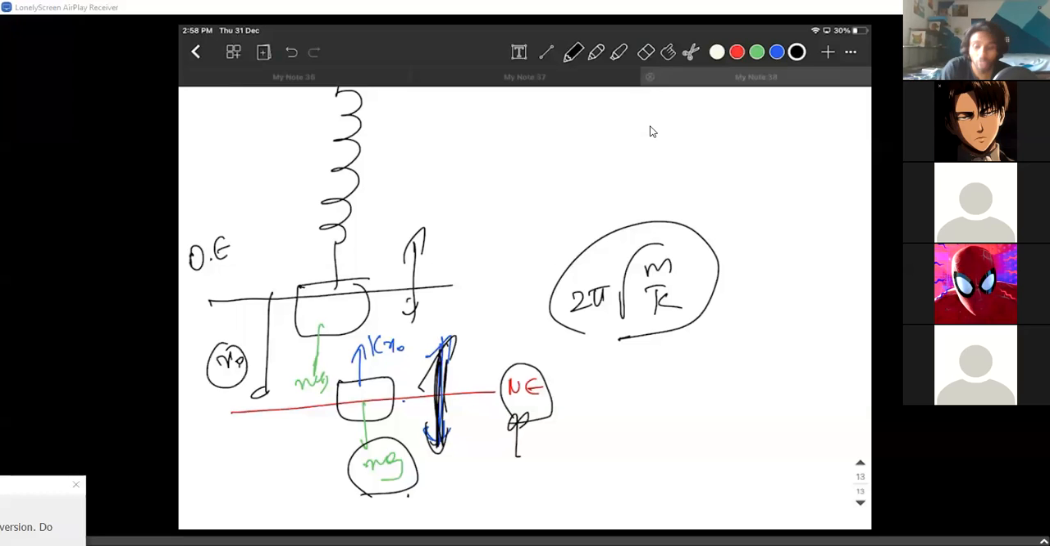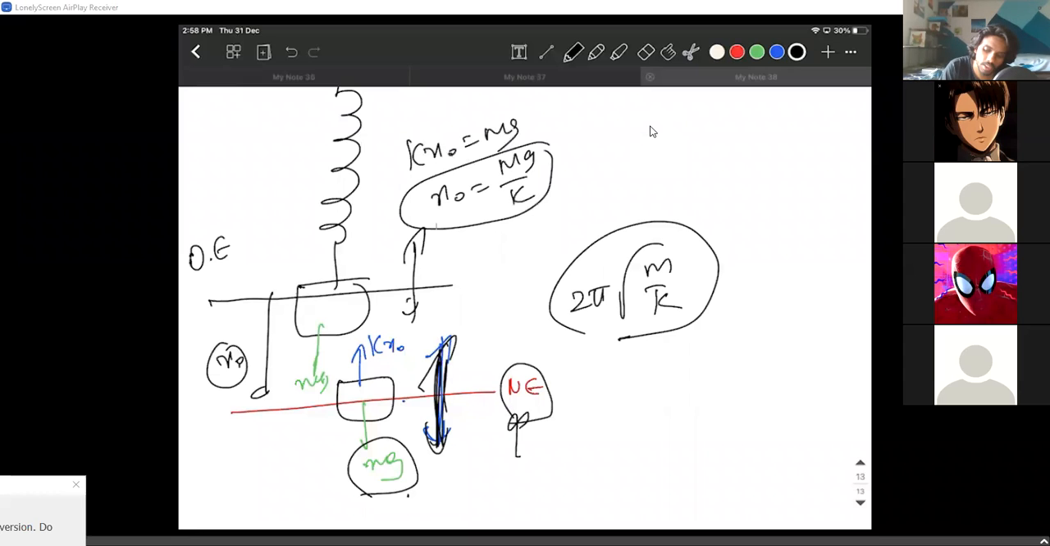You can find the x naught value also. Kx naught equal to mg, so x naught equal to mg by k. So the equilibrium position shifts by a distance mg by k to a new equilibrium position. Again, it will oscillate with the same time period only.